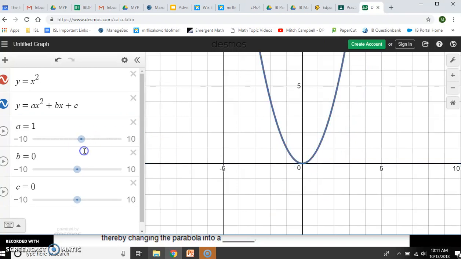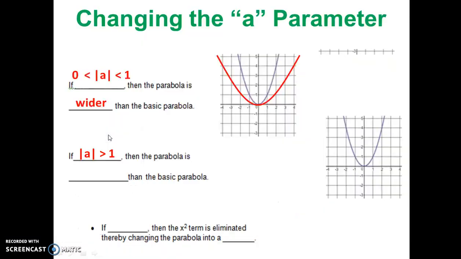Now, when the a values are greater than 1, look, now the blue parabola is inside the other one. It's thinner than it, all right? And then let's go on the negative end. On the negative side, when the a values are less than -1, it's also thinner, but pointing down. So when the absolute value of a is greater than 1, the parabola is actually narrower than the basic parabola. And there's the example of that one right here. I've drawn a narrower one.